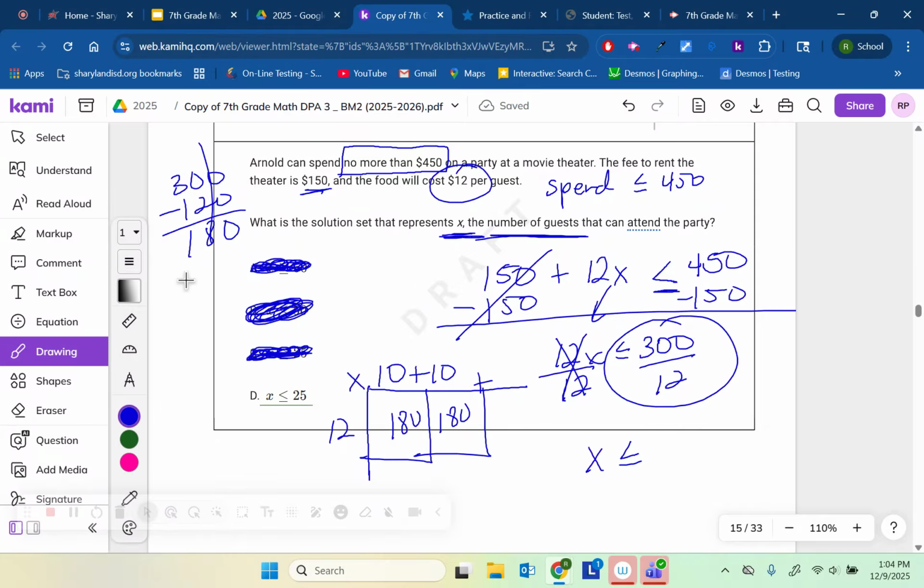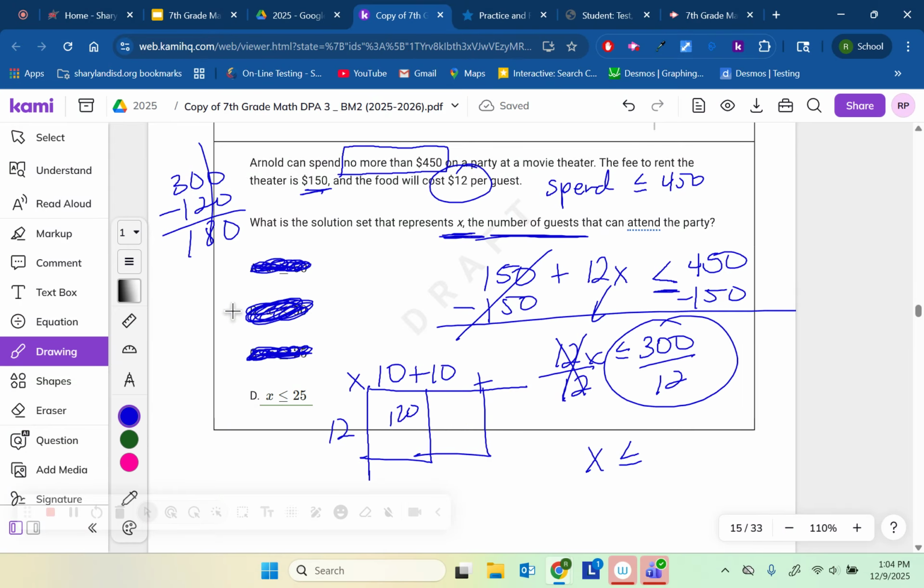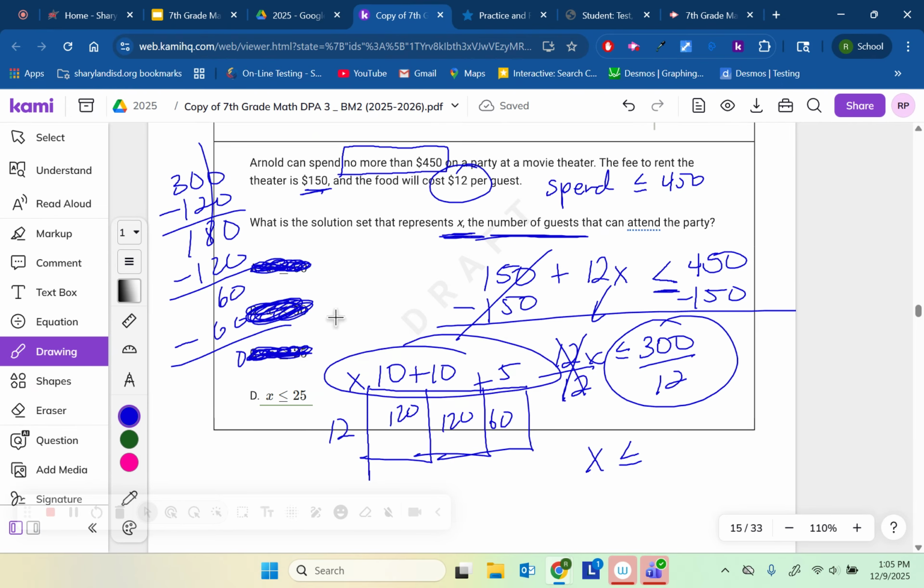Let's see, is it 180? No, it's 120. Then I still have 180 left over, so another 10 will give me 120. Then that leaves 60. Then 12 times 5 is 60. And that gives me the number that I want, which is 25. And then I just know that 50 is too big.